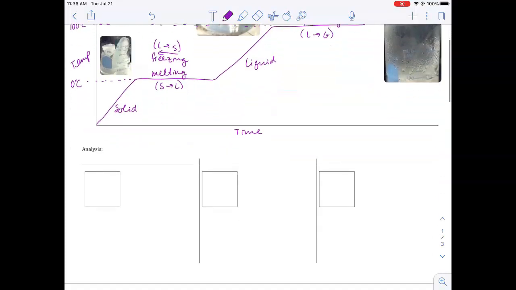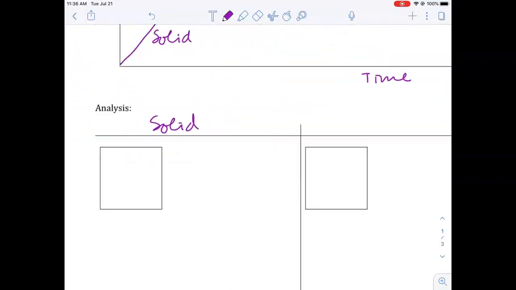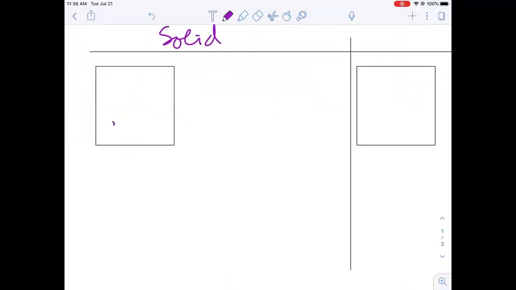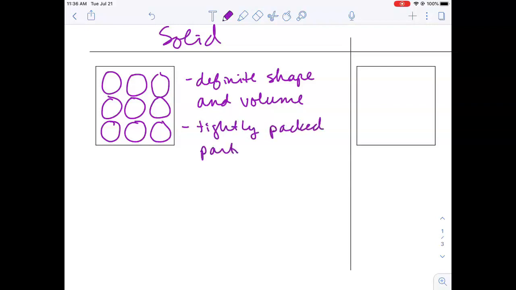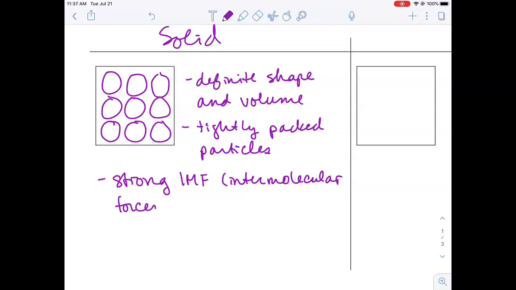We're going to look closer at solids here for a second. So particles in a solid are packed really tightly together. They're nice and organized. They're not always necessarily stacked directly on top of each other, but they have a definite shape and a definite volume. They're tightly packed. They only move a little bit. They have strong intermolecular forces, or IMFs. So that means they have strong attractions between the particles.